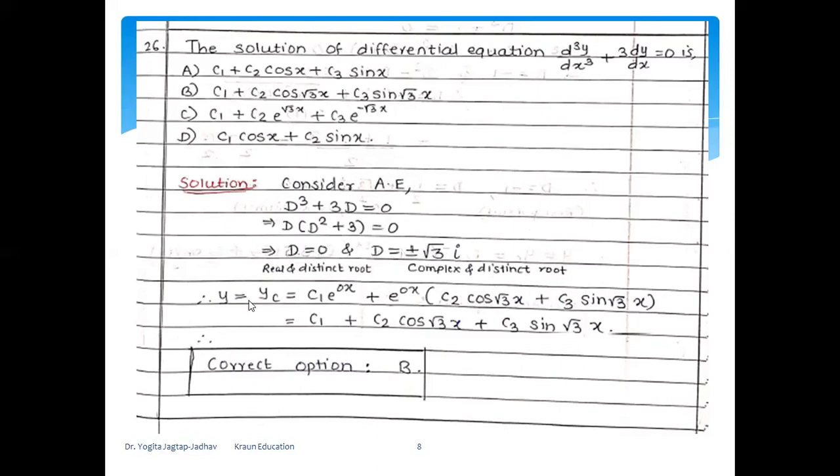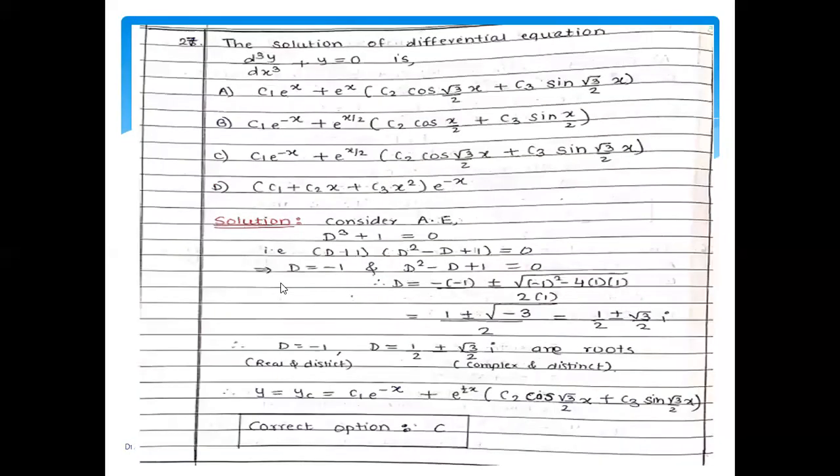Therefore, we can write down the complementary function yc is equal to c1 e raised to real root into x plus, for the complex and distinct roots, we can write e raised to real part into x, that is e raised to 0x into c2 cos root 3x plus c3 sin root 3x. Again, you know, e raised to 0x is 1. Therefore, finally, we get the complementary function yc is equal to c1 plus c2 cos root 3x plus c3 sin root 3x. Therefore, the correct option is option B.